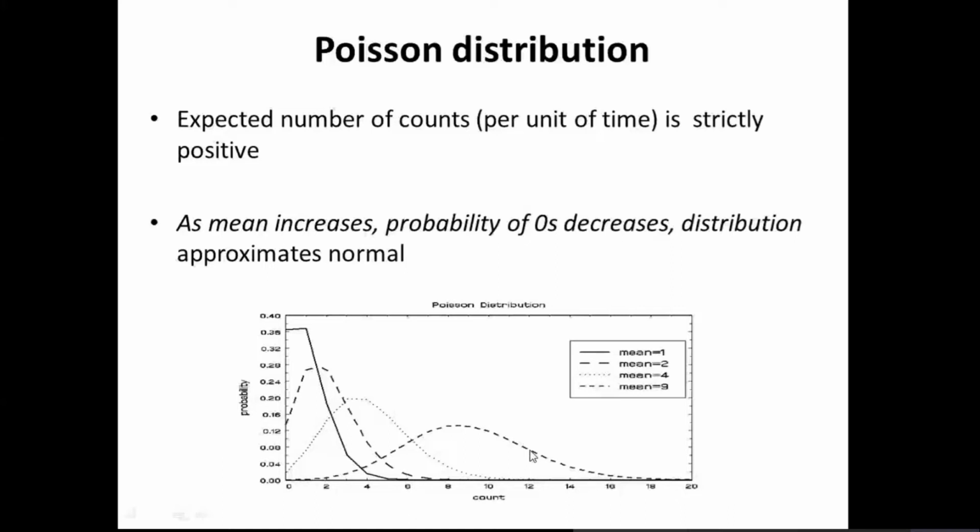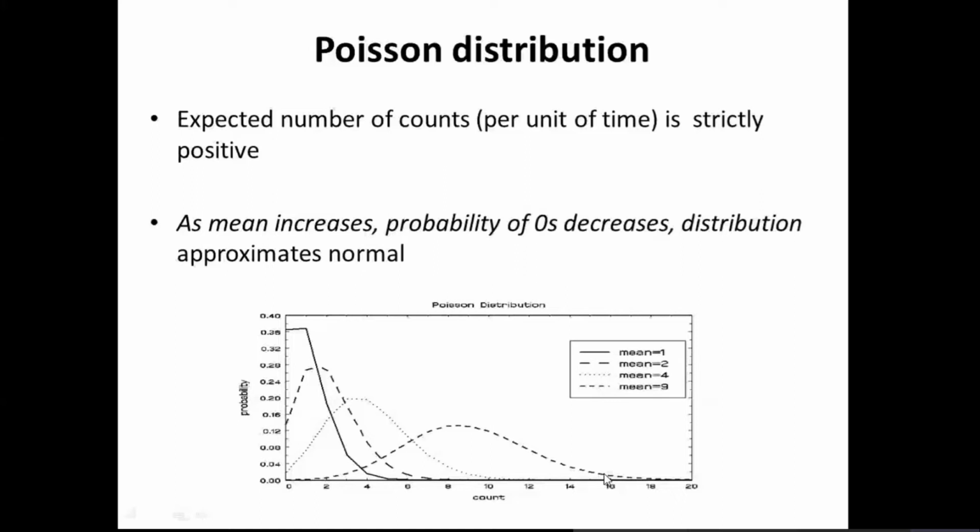So as the mean increases, as you go to the left, the distribution becomes peaked. As the mean increases, it gets closer to the normal distribution. That applies when the mean is relatively very large compared to the variance, so of course we can apply it.